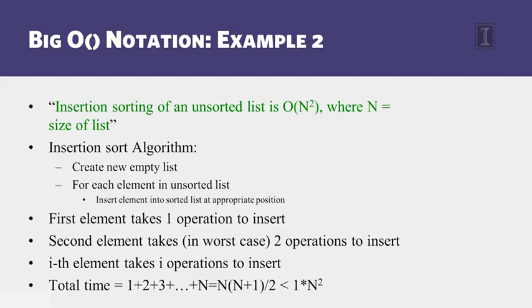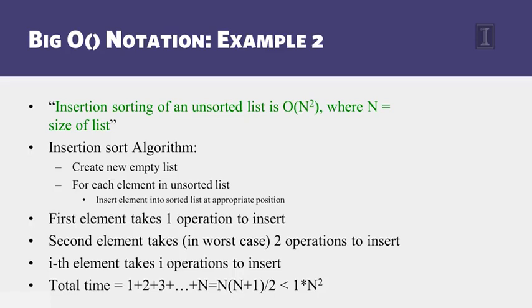If you do this, the first element of course takes one operation to insert. The second element in the worst case takes two operations to insert: one operation for the comparison with the one element that's already present in the new sorted list, and one more operation to insert. Imagine the worst case where this second element is inserted right at the very end of the list. Similarly, the third element will take three operations to insert, where the first two compare it with the two already existing elements, and the third operation inserts it at the very end of the list.